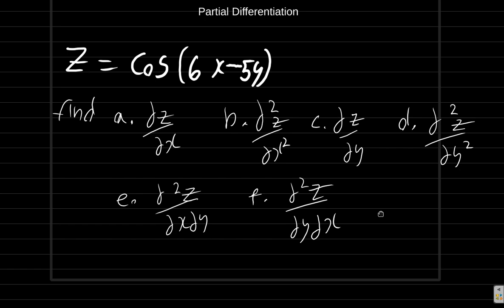I want you to pause the video right now, write down the question, and work out all of these for your own practice. And make sure that delta square z by delta x delta y is equal to delta square z by delta y delta x. Okay, you have done it. Congratulations. Now, let us work through all of them.